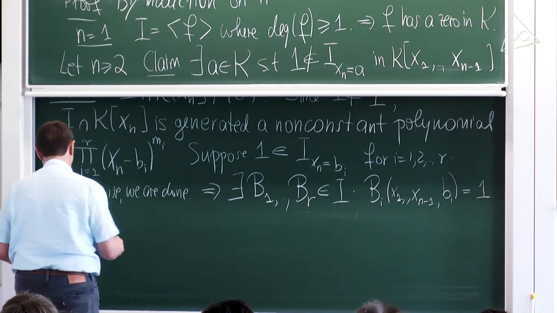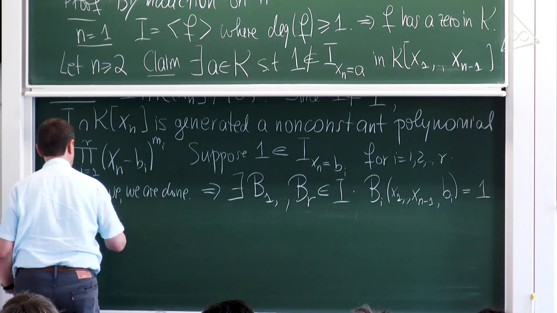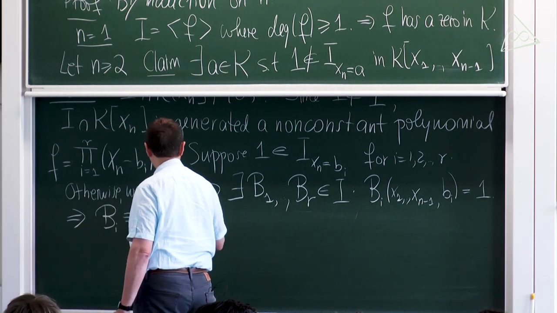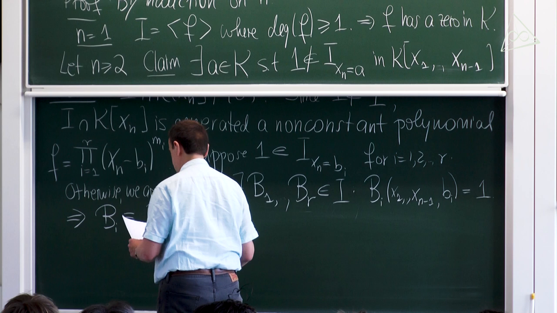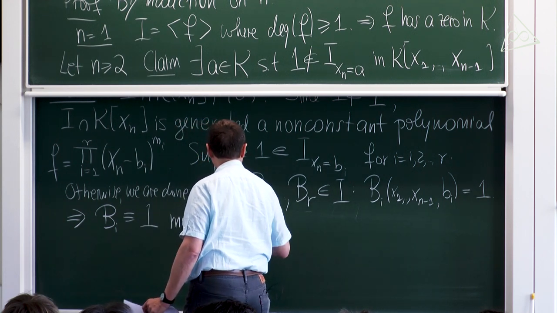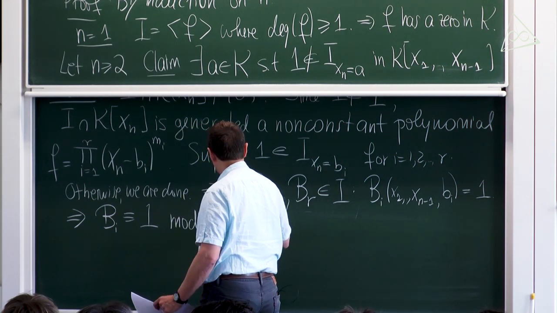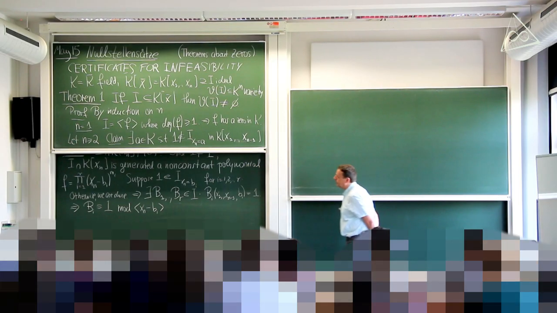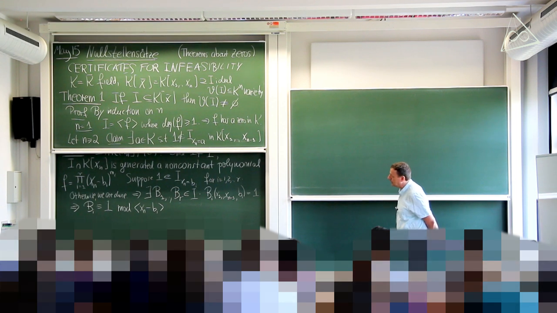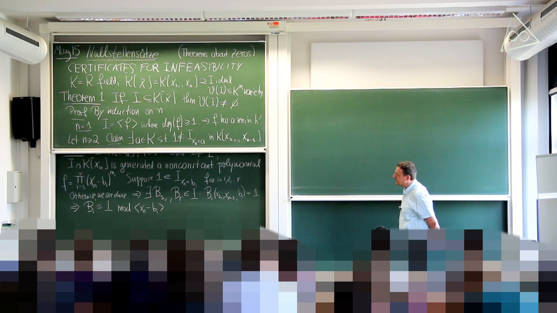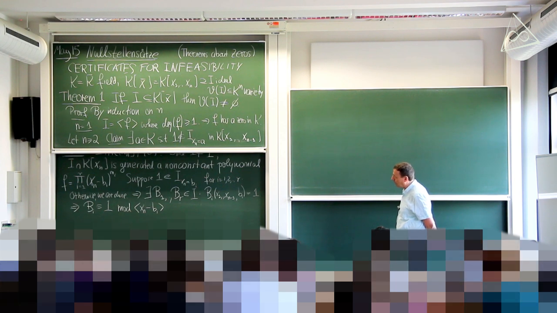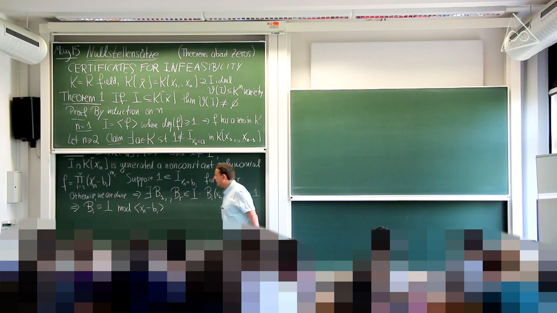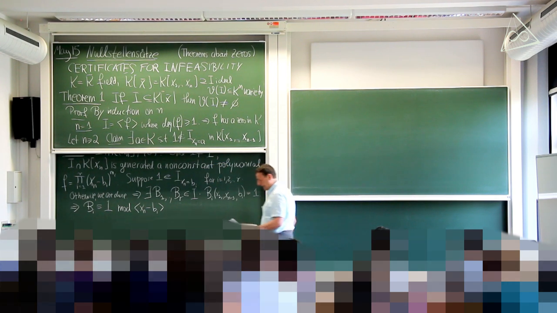Okay, now we can rewrite this. This is essentially equivalent to saying that Bi is congruent to 1 modulo the ideal xn minus bi, right? So there are polynomials B1, B2, and so on in the ideal that have the additional property that Bi is congruent to 1 modulo this ideal xn minus bi, okay?